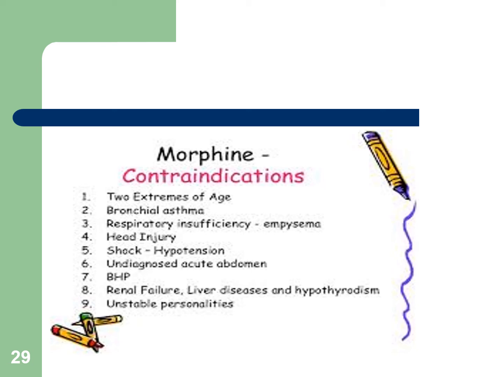hypotension, because obviously morphine can make him more hypotensive, undiagnosed acute abdomen, and the reason for that is because it could obscure the real diagnosis of what's going on, BPH, renal failure, liver disease, hypothyroidism, and sometimes for patients who have a history of drug abuse. All of these may be contraindications for the use of morphine.